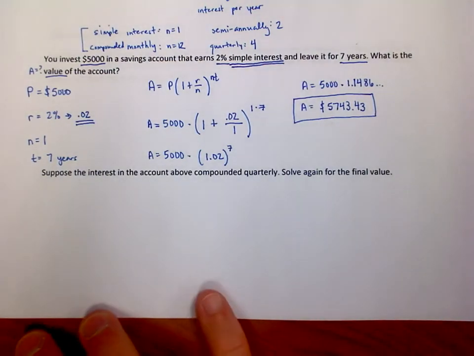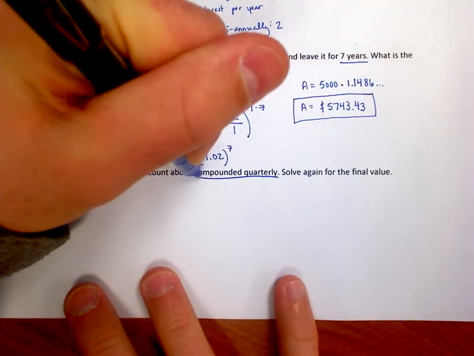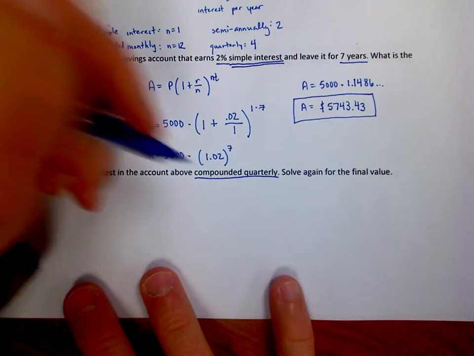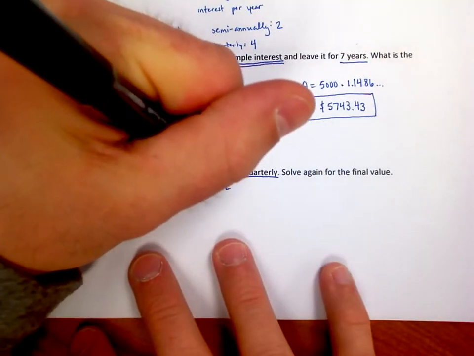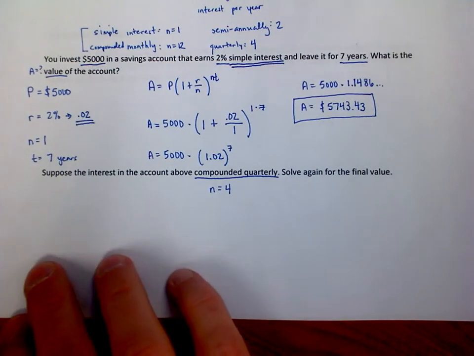Last example here in this video. Suppose that the interest in this account compounded quarterly instead. Everything else is the same, but it compounded quarterly. That means that you're going to add interest 4 times per year, or that n is going to be 4. Solve again for the final value.